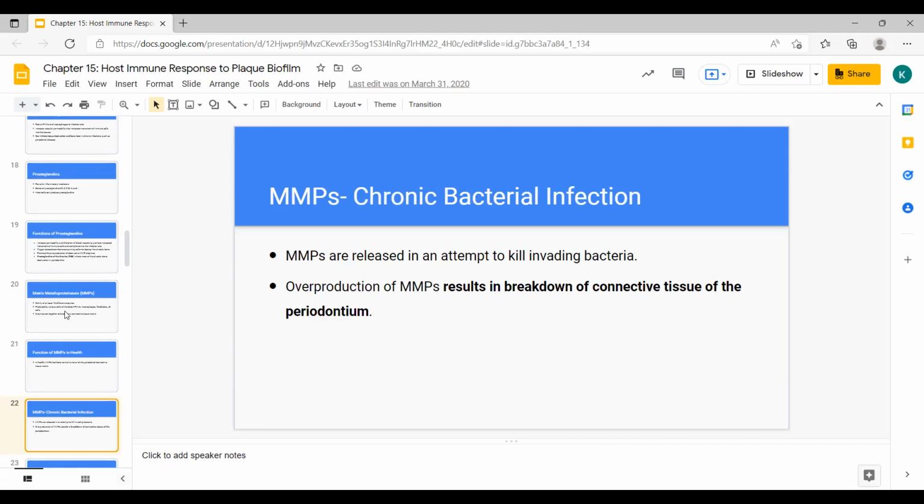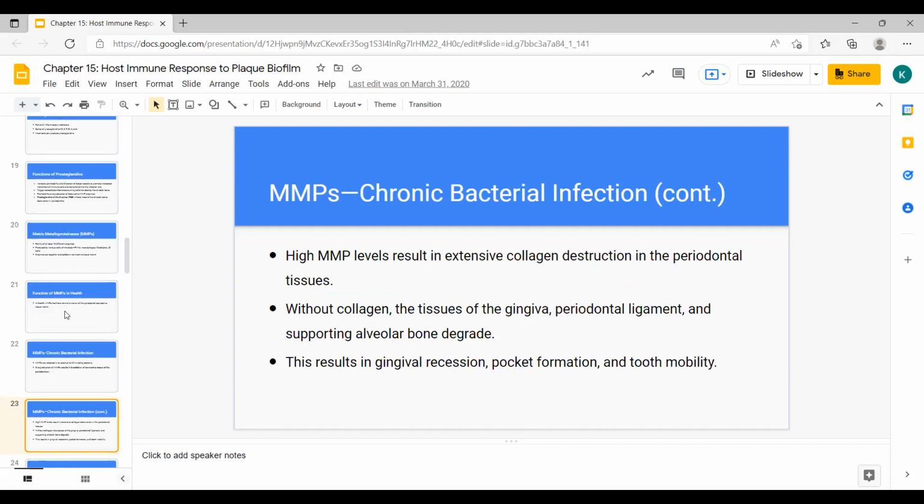So if everything is balanced, like we talked about, and we don't get that overproduction of MMPs, then we're not going to get the destruction of connective tissues, okay? So MMPs in chronic bacterial infections: high MMP levels result in extensive collagen destruction in the periodontal tissues. Without collagen, the tissues of the gingiva, PDL, and supporting alveolar bone degrade. This results in gingival recession, pocket formation, and tooth mobility. Because what we're seeing without collagen is apical migration of the junctional epithelium, okay?